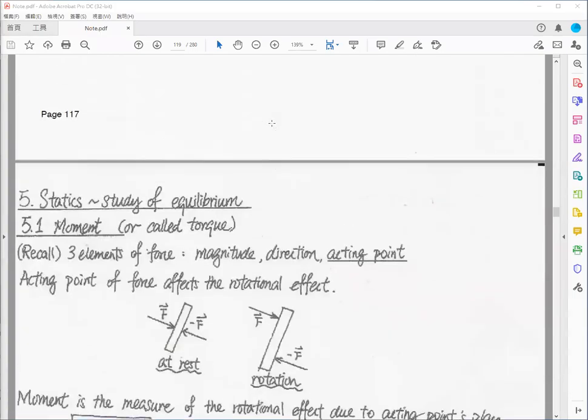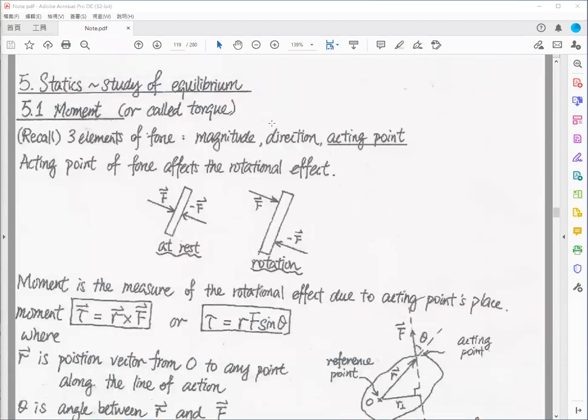So we have talked about Newton's laws of motion. We talked about the topic of force. This is a special topic about force, dealing with the case when the object is at rest. You may call it the topic of statics, which means the study of equilibrium.